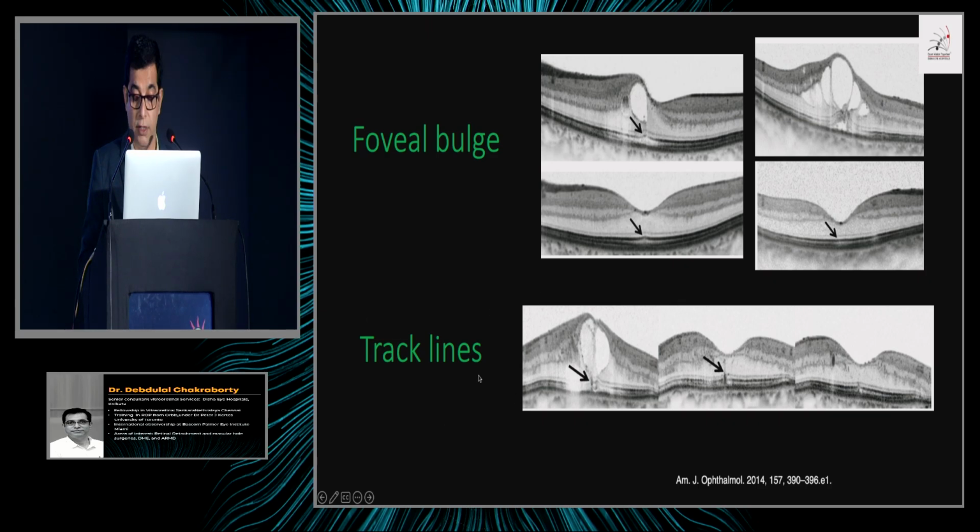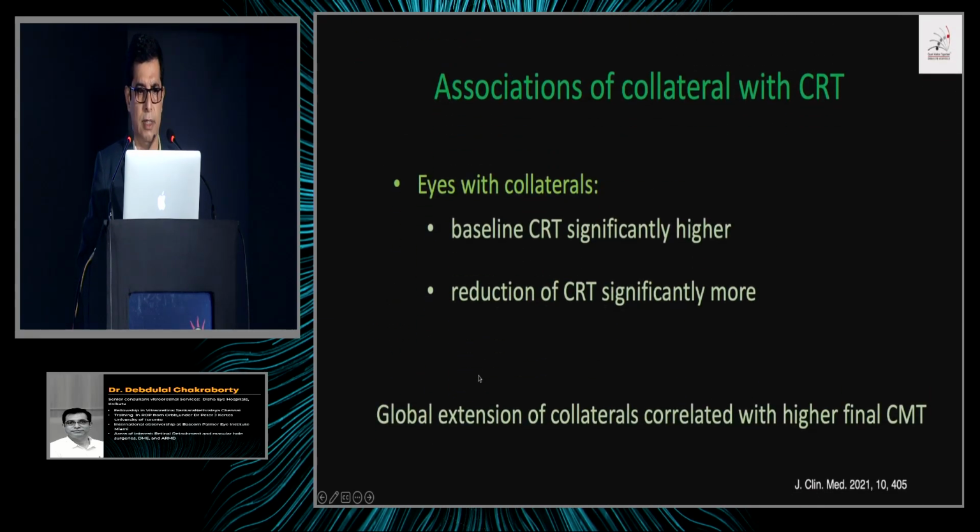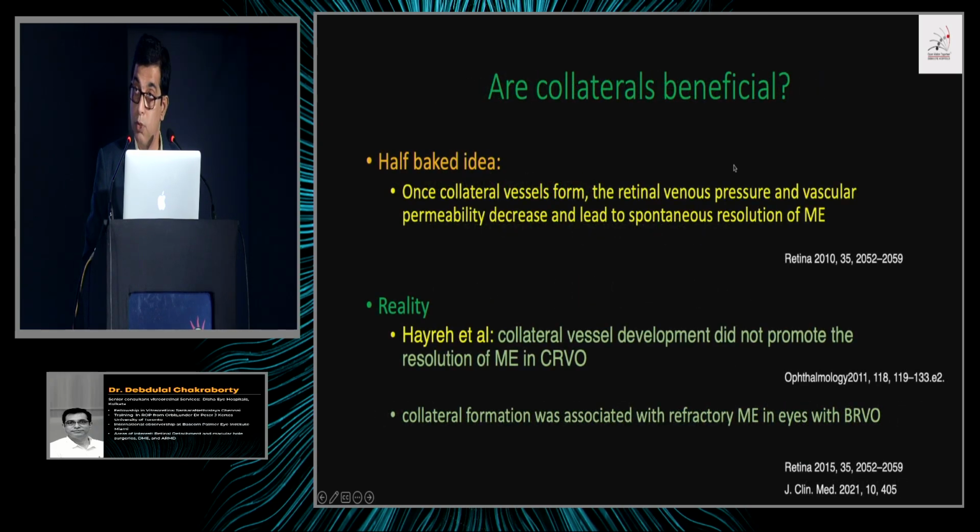You can have foveal bulge, track lines, and so many other things as far as vision is concerned. What about CRT? In presence of collaterals, the CRT is thicker at baseline, and as a consequence, you find greater reduction of CRT. However, are collaterals beneficial?